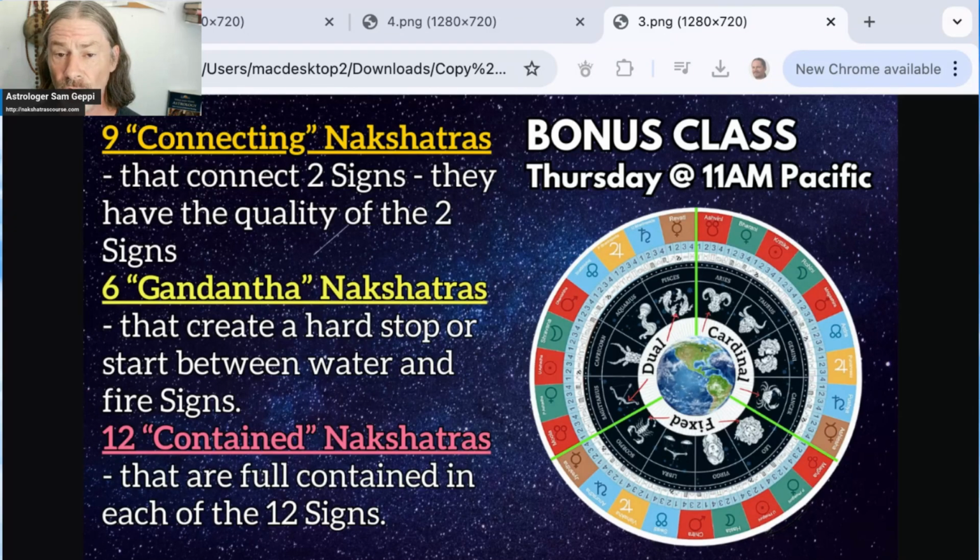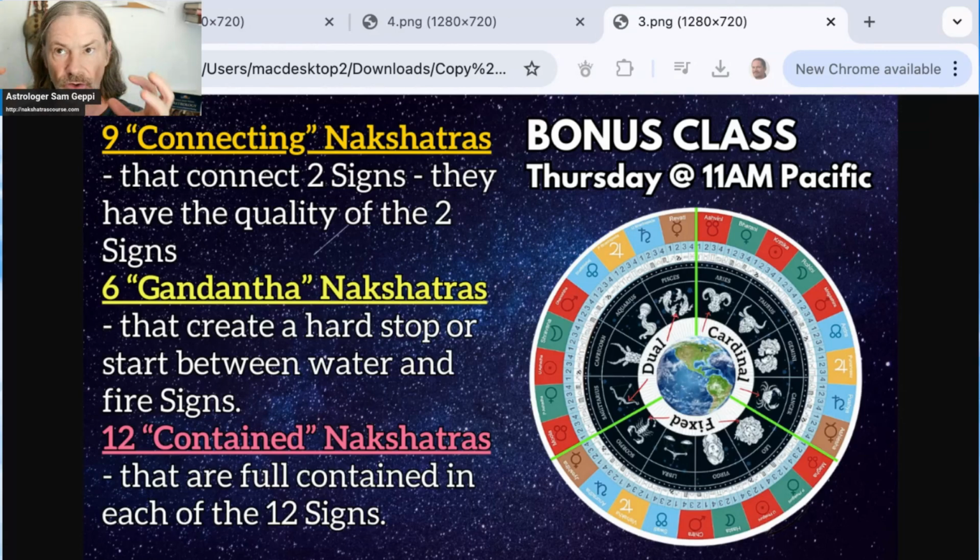Then there are 12 contained nakshatras. Now, again, I've been using these concepts and talked about these for years, but I haven't done a dedicated course on them before. These different categories, these 12 contained nakshatras are fully contained in each of the 12 signs. For example, Bharani is just in Aries, right? Now, again, the Gandanta nakshatras are also contained, but because they're these hard stop nakshatras as well, they're a little more dynamic. But you'll have, for example, Bharani, Rohini, Ardra, Pushya, Purva Phalguni, Hasta.